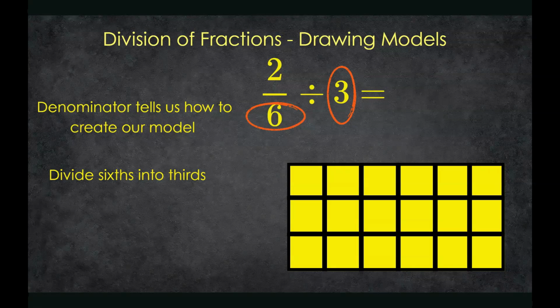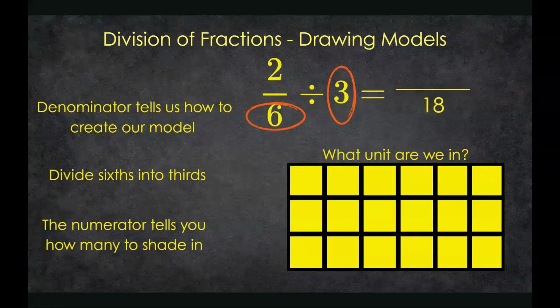And now we see we are in 18ths. We had 6 parts. We now divided those up into 3. Well, now we have 18 parts. The numerator is going to tell us how many to shade in. 1, 2. And that's going to be our answer. We have 2/18. And we could take this a step further. We could simplify this. 2/18 would equal 1/9.